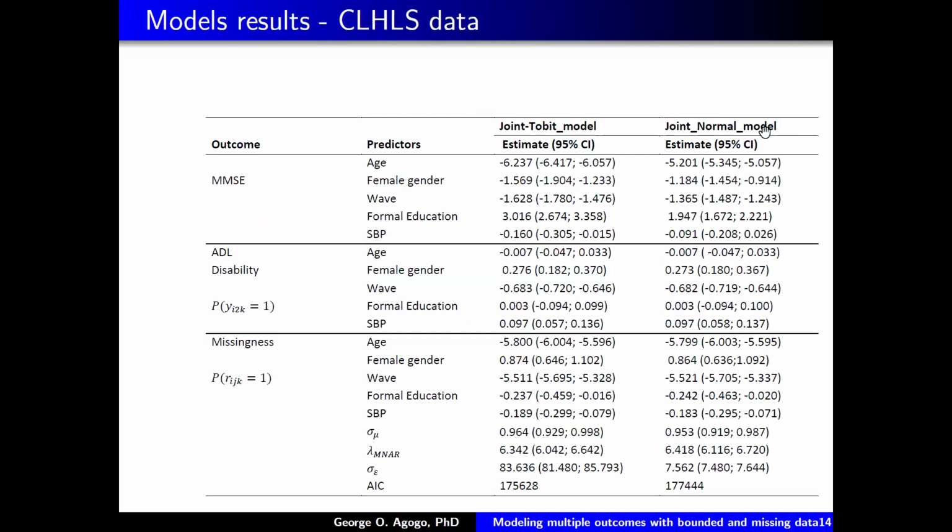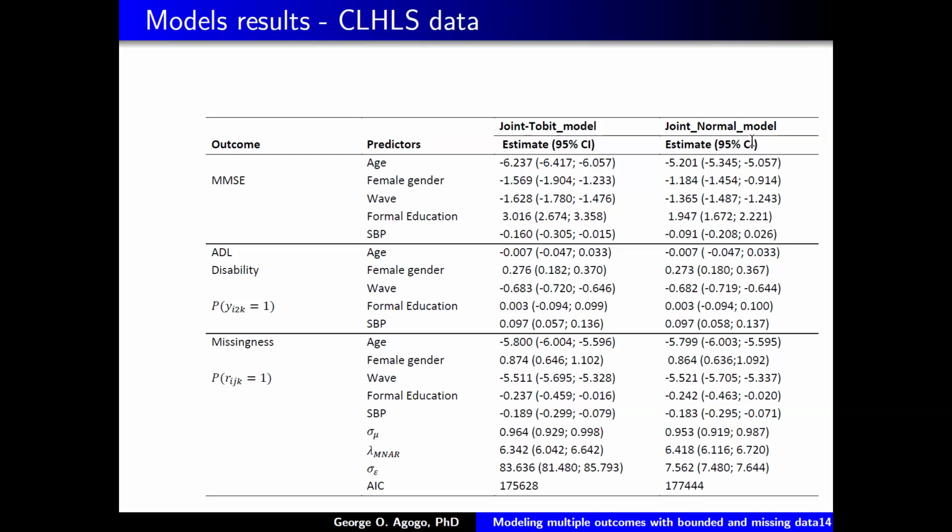Again, also a joint model now assuming normal. If you look at this, the outcome, this is the effect of age, female sex, the follow-up wave, education, and SBP. If you look at the effect estimates here, we see that actually the effect estimates are sensitive to the distribution assumption for the MMSE score. And we see that by assuming normal distribution, the effect estimates are attenuated, so they are smaller in size.